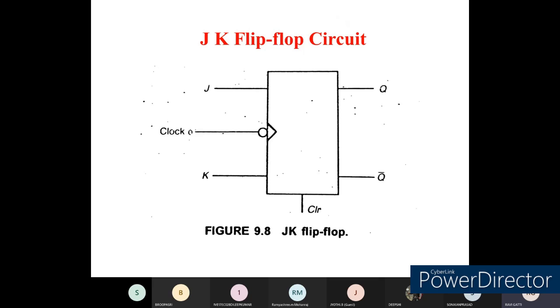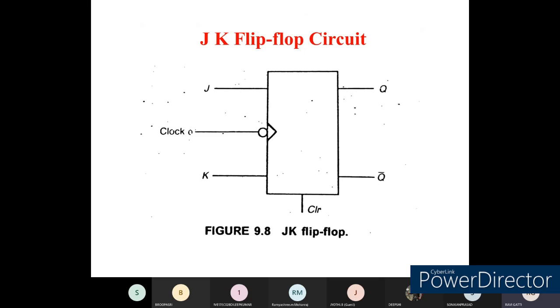And we know the truth table for the JK flip-flop. Whenever J is equal to 0 and K is equal to 0, the output follows the input signal you had. That is nothing but it will be retained as it is, which was there in the earlier stages. So we can say Q will retain its own value and Q bar will retain its own value.